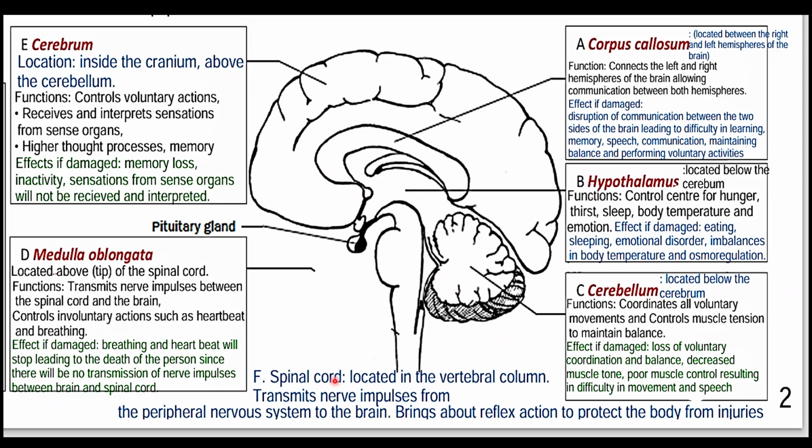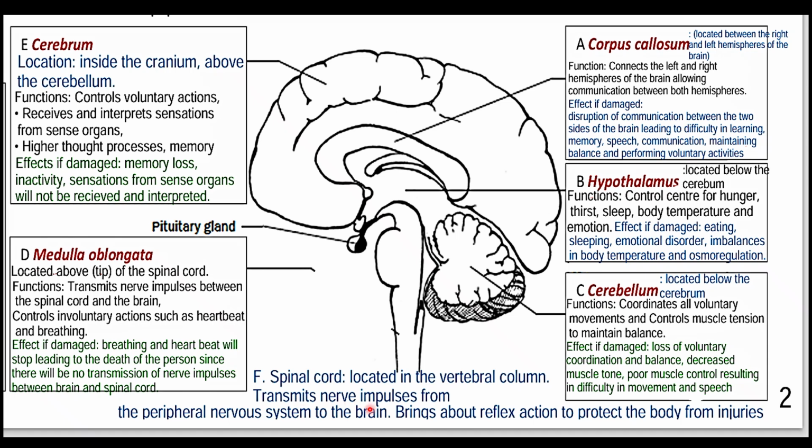Then we go to the spinal cord. Where is it located? It is located in the vertebral column. What does it do? It transmits nerve impulses from the peripheral nervous system to the brain. That is its function. It also brings about reflex action to protect the body from injuries. Here, I did not include the effect if damaged, but you can do that. What are the ways of explaining that? Explain the consequence of a damaged spinal cord.